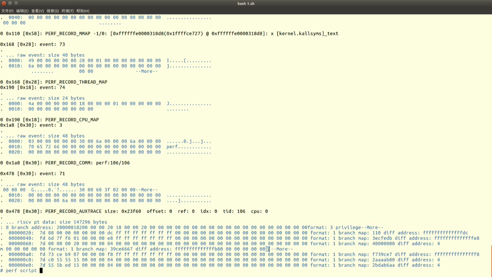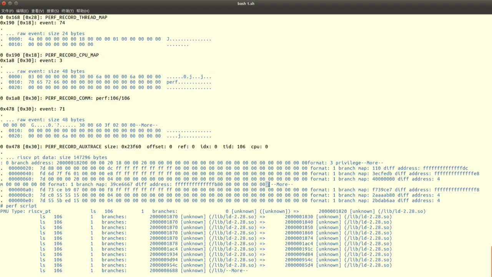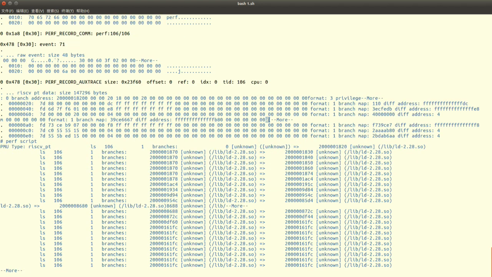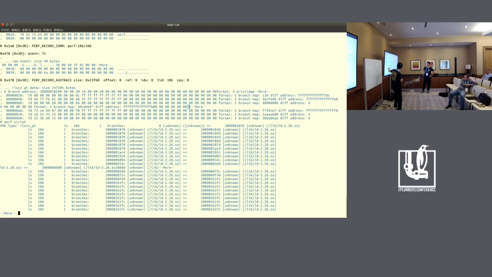And with perf script, we can see the branch flow of the ls process, where the branch takes place, and which libraries the symbol belongs to, and the target address here. And that's all for the demo.